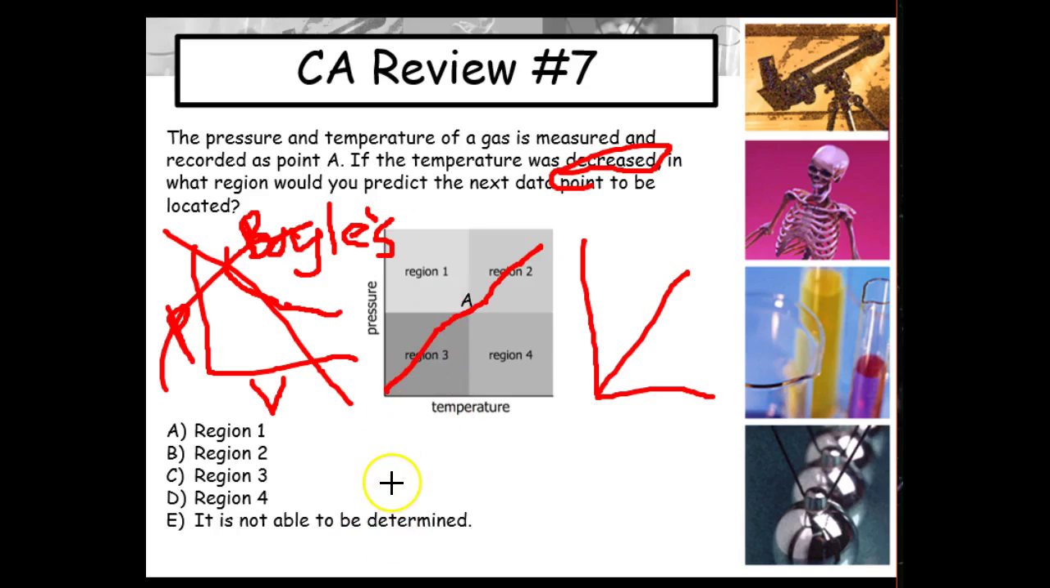So just one more time, draw the line, then read the question carefully. The only acceptable answers are region 2 or region 3. And since it's decreasing, it's region 3. If it was increasing, it would be region 2. These questions are kind of tricky, but if you draw the line, it makes it a lot easier. You first have to know which line to draw.